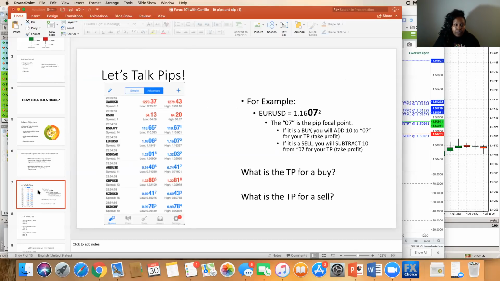For example, if you look at Euro USD over here, you can see the second column, it has 1.16072. So that 07 in MetaTrader 4, make sure your MetaTrader 4 is on advanced, okay? Because that actually will allow you to see this. If you have it on simple, everything is the same size. You can't really decipher. You won't really know. All right, so with the Euro USD or any of these pairs, you see 07 is the big number. So that means that is the pip, okay?